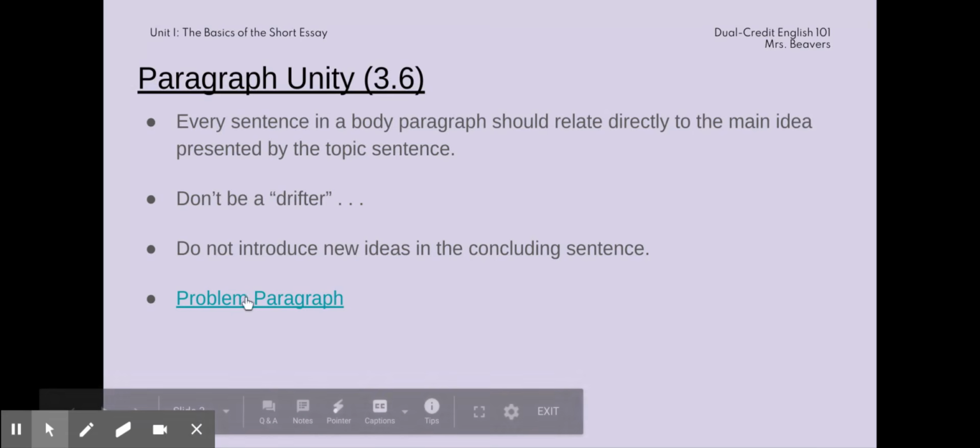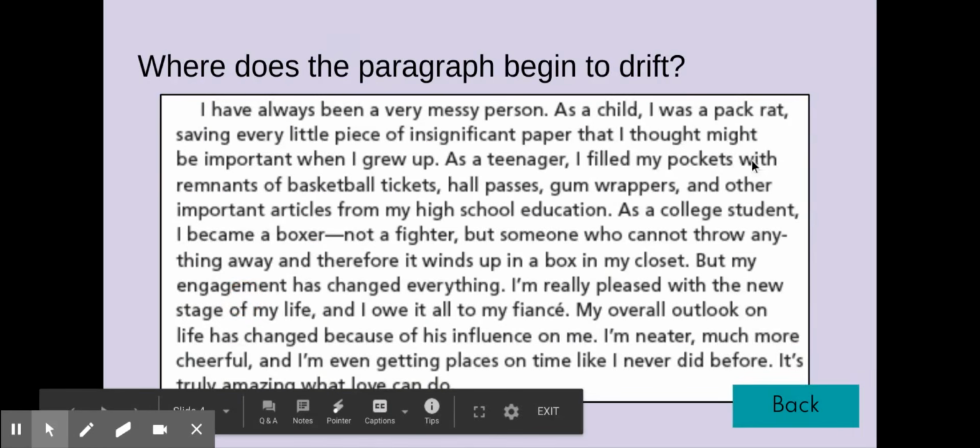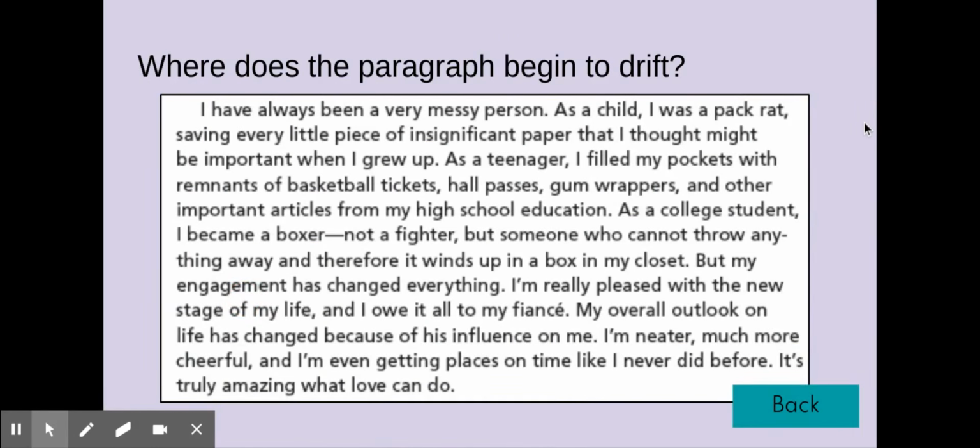Let's look at a problem paragraph. See if you can determine at what point the paragraph begins to drift. I've always been a very messy person. As a child, I was a pack rat, saving every little piece of insignificant paper that I thought might be important when I grew up. As a teenager, I filled my pockets with remnants of basketball tickets, hall passes, gum wrappers, and other important articles from my high school education.